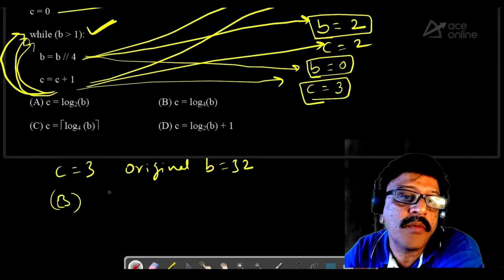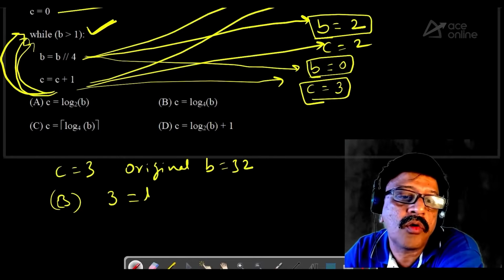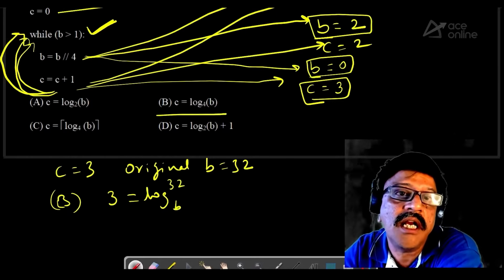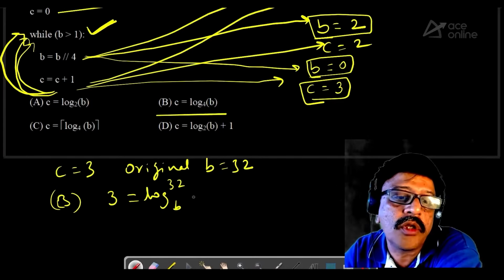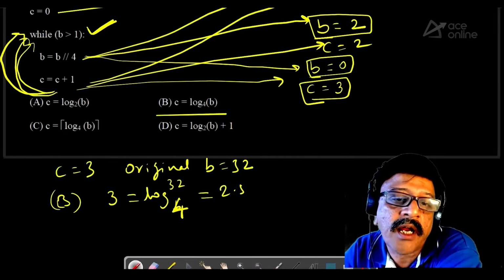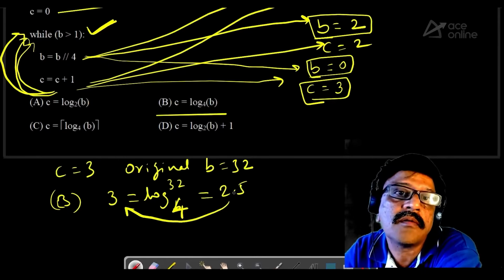Now, is option B correct? If option B has to be correct, then 3 has to be equal to log of 32 to the base 2. Or check the option B, there is no ceiling function. Log of 32 to the base 4 is equal to 2.5, and these two quantities don't match.